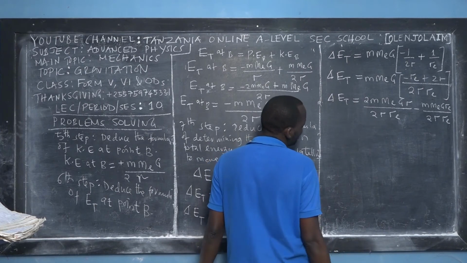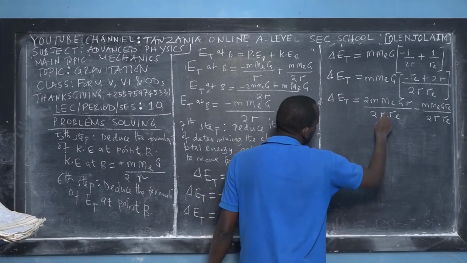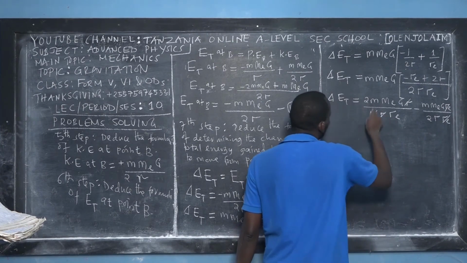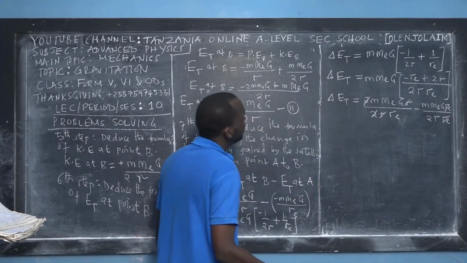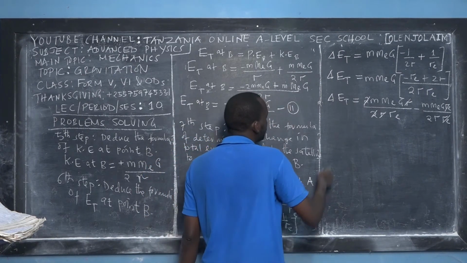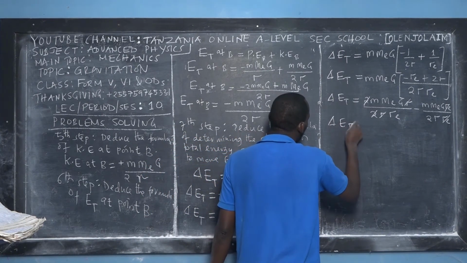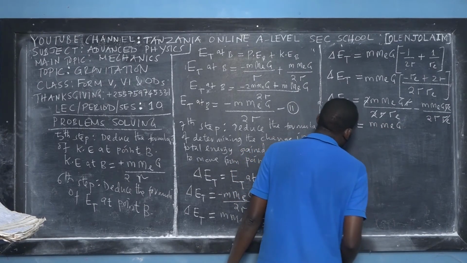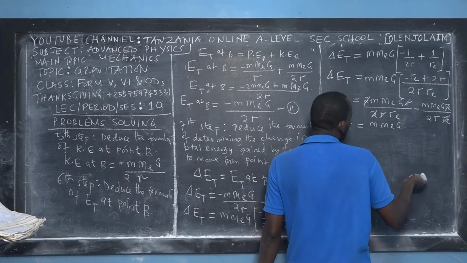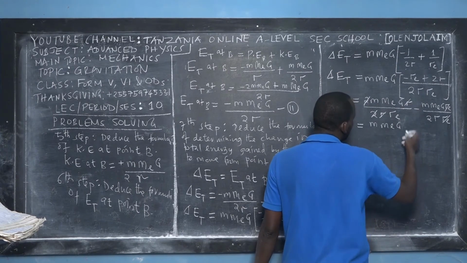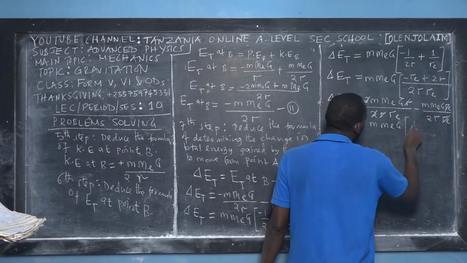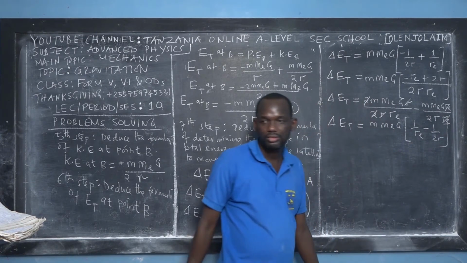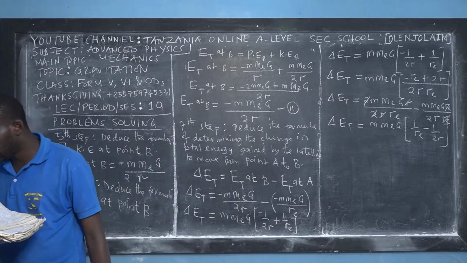Then we can simplify them if you're interested. You can cancel this and this, and this and this. So you see, you get what you had there. The change in total energy is equal to the mass of the S times the gravitational constant, times 1 over RE minus 1 over 2R. Okay, so if that's the case, now the next step.